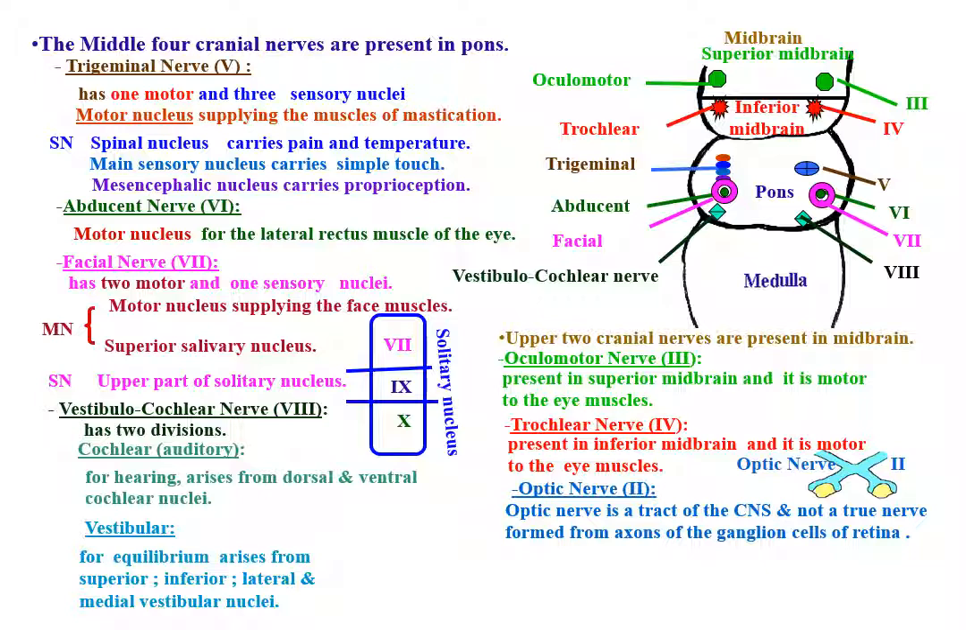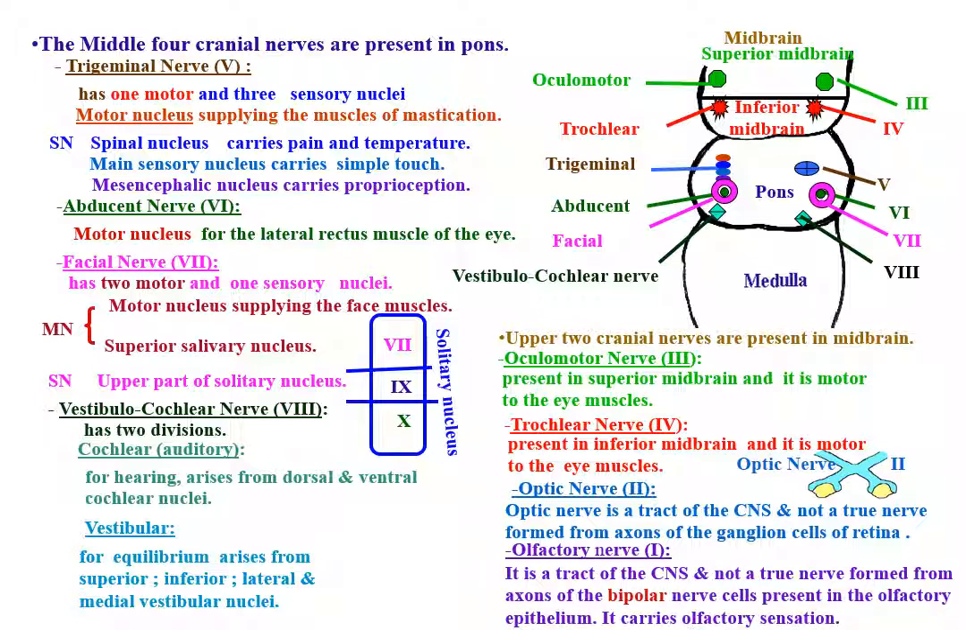Olfactory nerve, nerve number 1. It is a tract of the central nervous system and not a true nerve, formed from the axons of the bipolar nerve cells present in the olfactory epithelium. It carries the olfactory sensation.